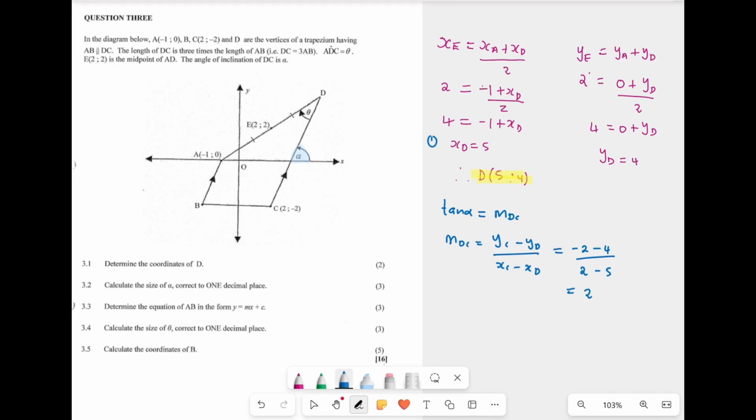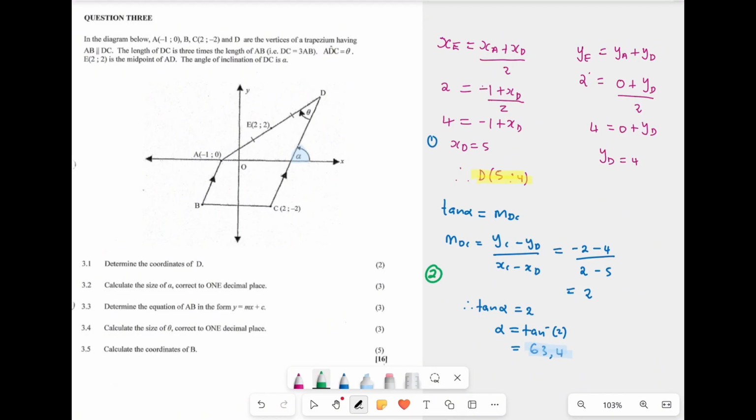Therefore, tan alpha is equal to positive 2. So alpha is equal to arctan of 2. What is arctan of 2? It is 63.4, because we are told to round off to 1 decimal place. So our answer is 63.4. That is our angle alpha. So this is our number 2.